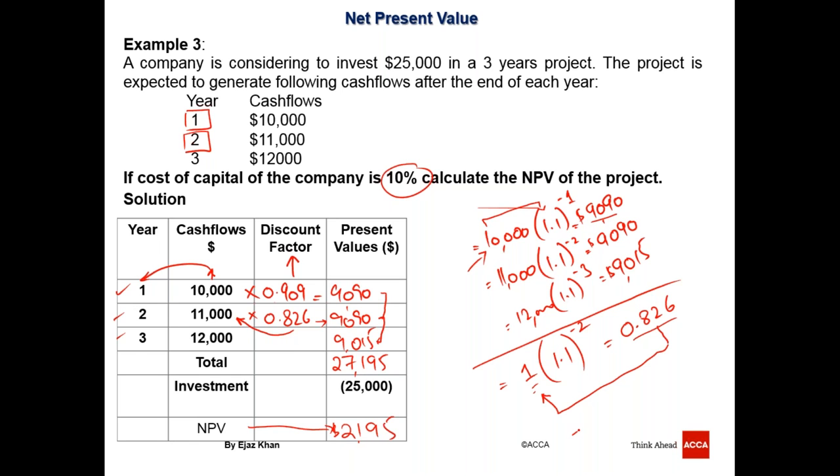In the same way, if we need to calculate the present value of $1 to be received in 3 years' time from now, what will be the answer? May I know the present value of $1 to be received in 3 years' time? 0.751. So for the third year, the discount factor should be 0.751. Now, if we multiply 12,000 by 0.751, it will approximately give me the same value as 9015.